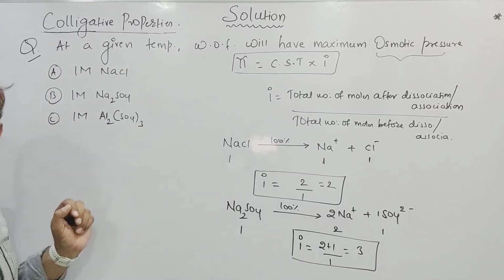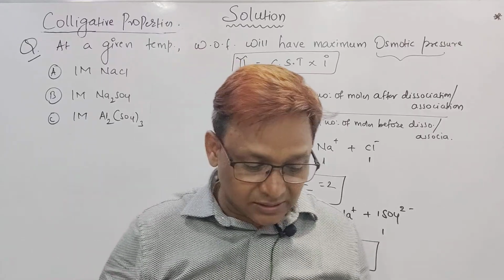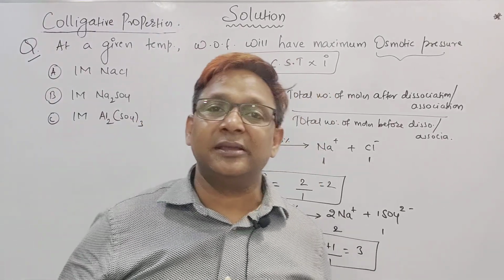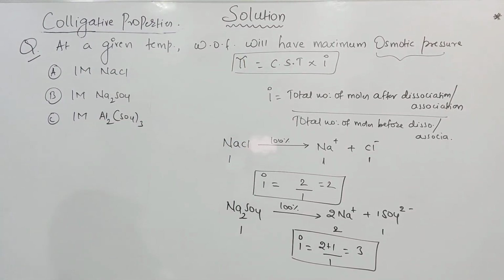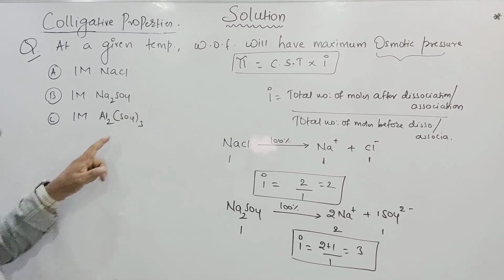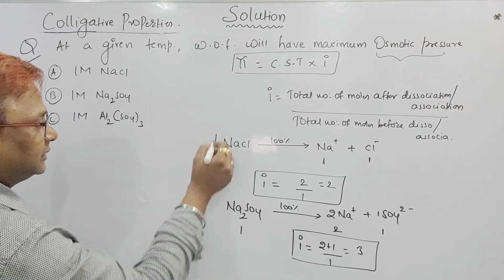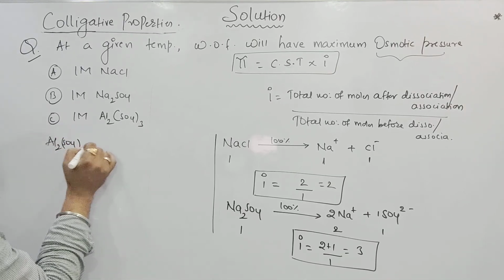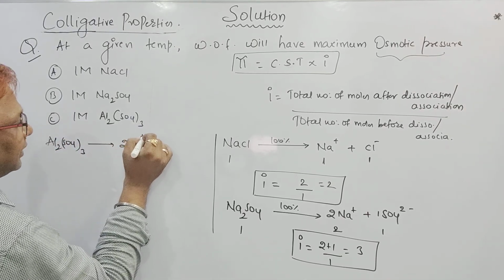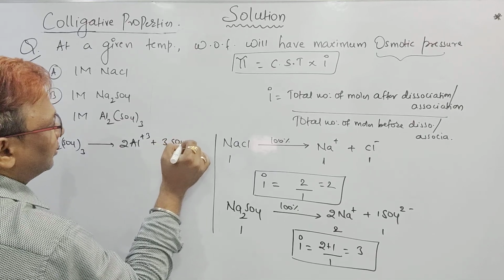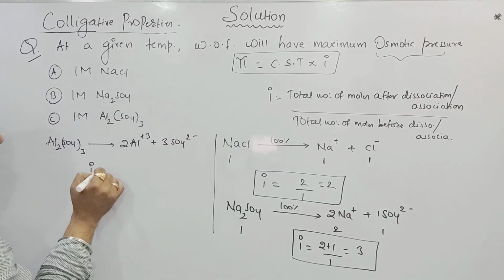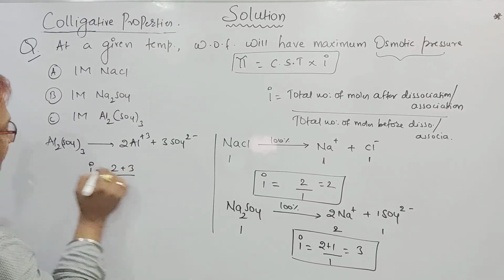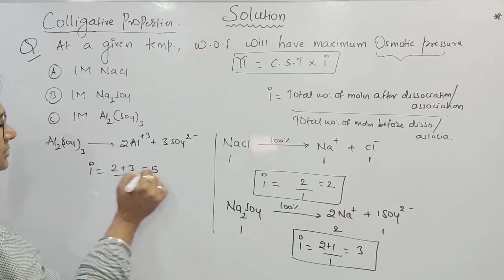Now Al2(SO4)3, beta. Just try it and let me know, beta, what is the value of i for Al2(SO4)3. Try it. The value of i is equal to 5 for Al2(SO4)3. How? Just see here. When it ionizes, we get 2 moles of aluminium ion and 3 moles of sulfate radical. i is equal to number of moles after dissociation, 2 plus 3, 5, divided by initially 1. So i is equal to 5.